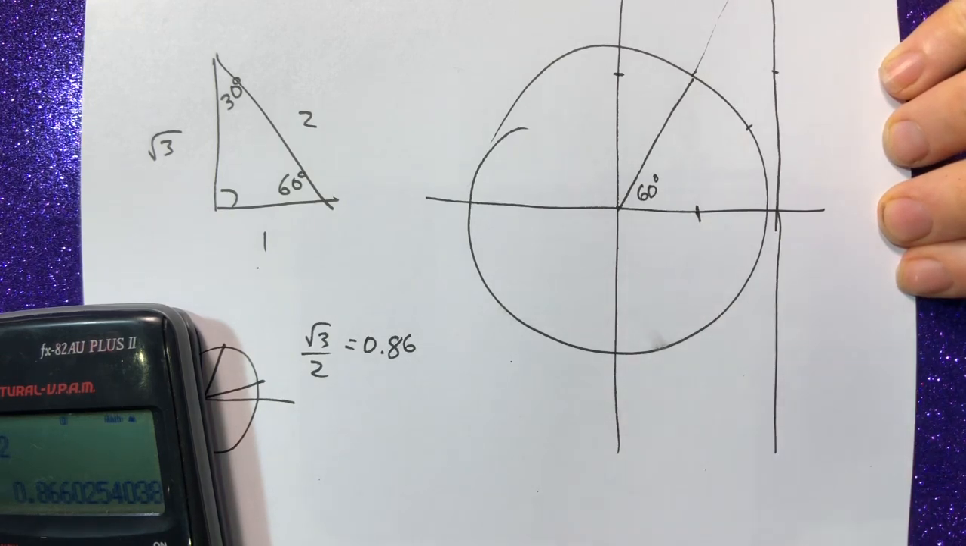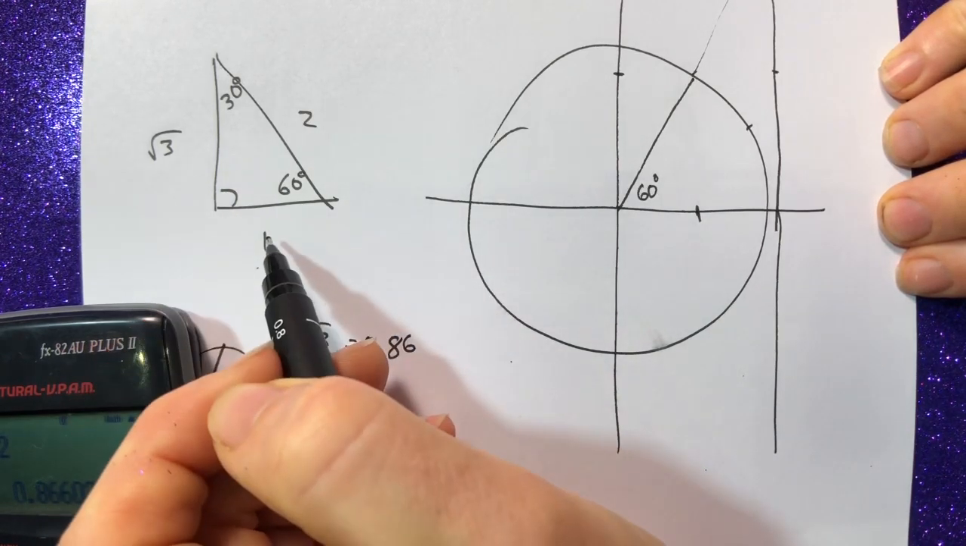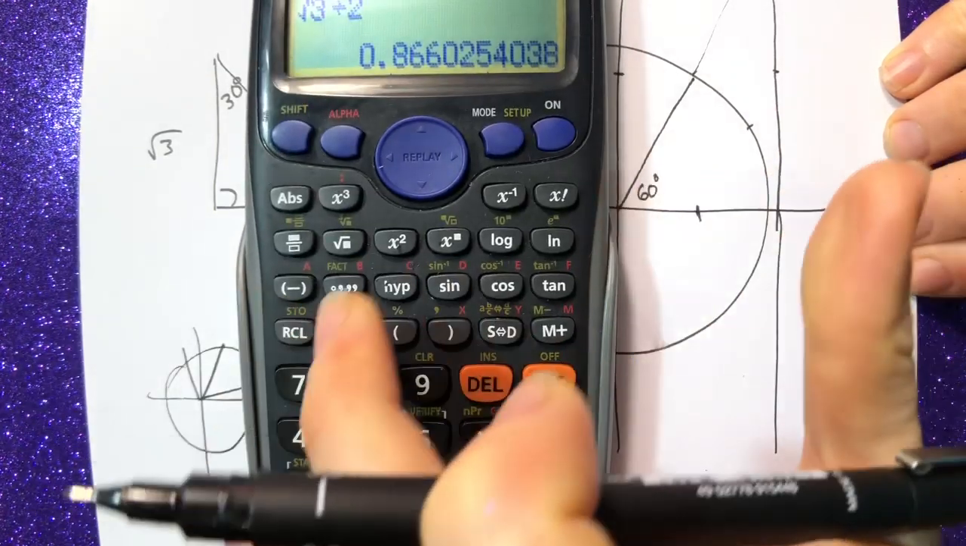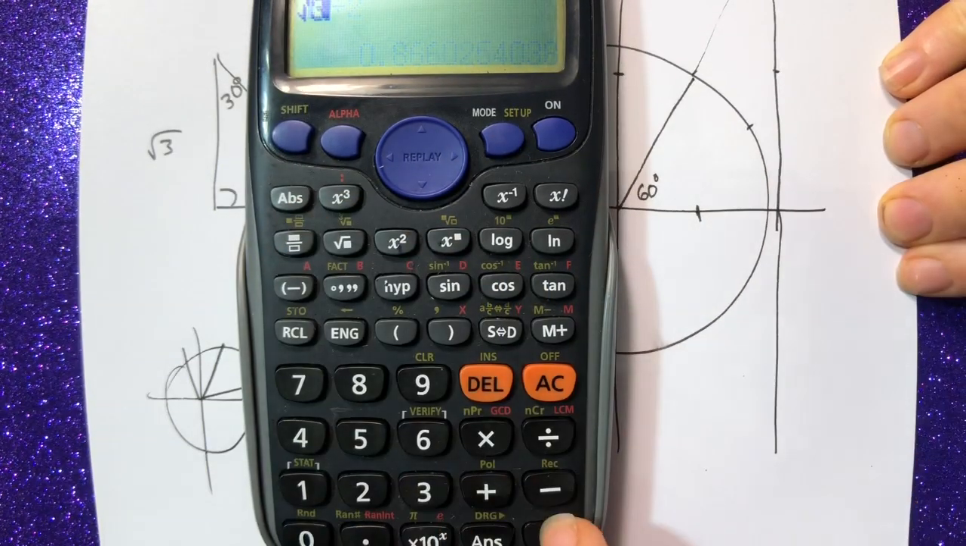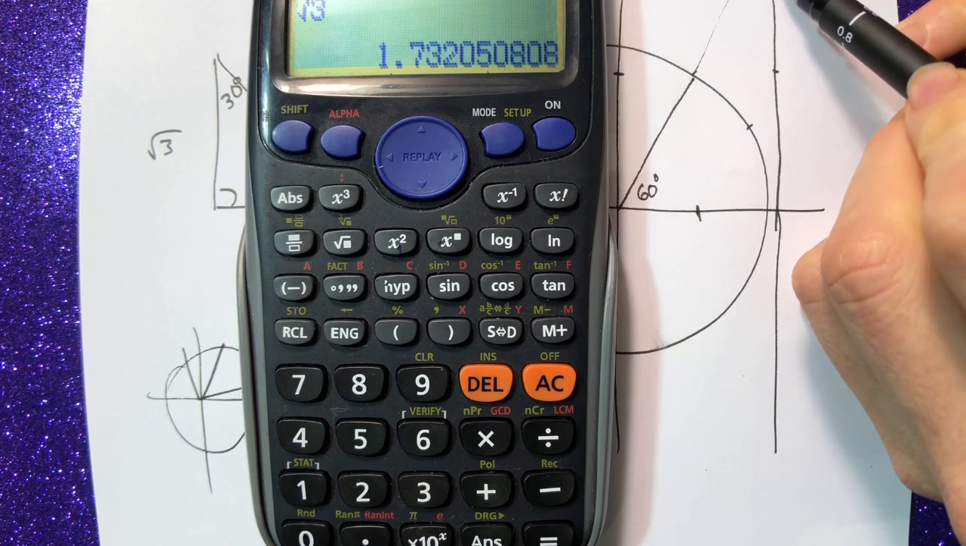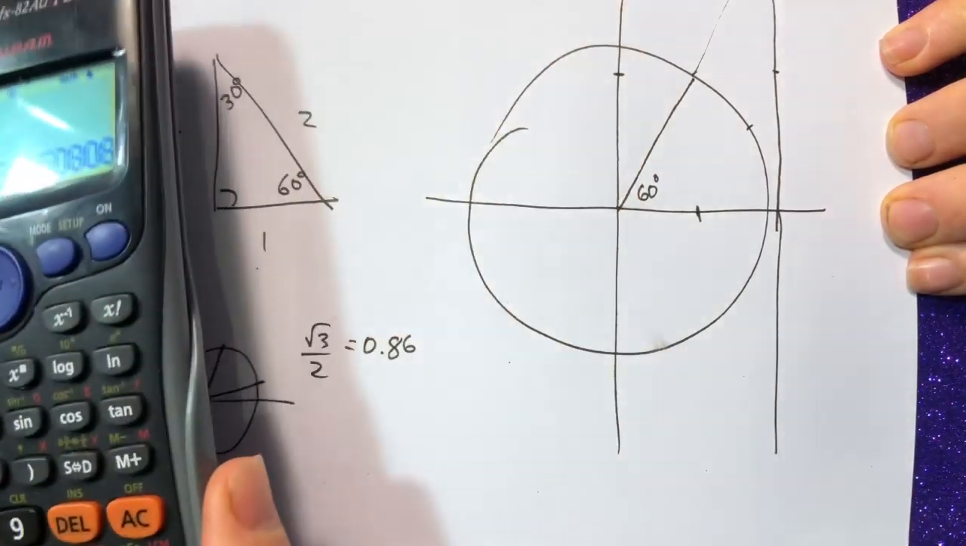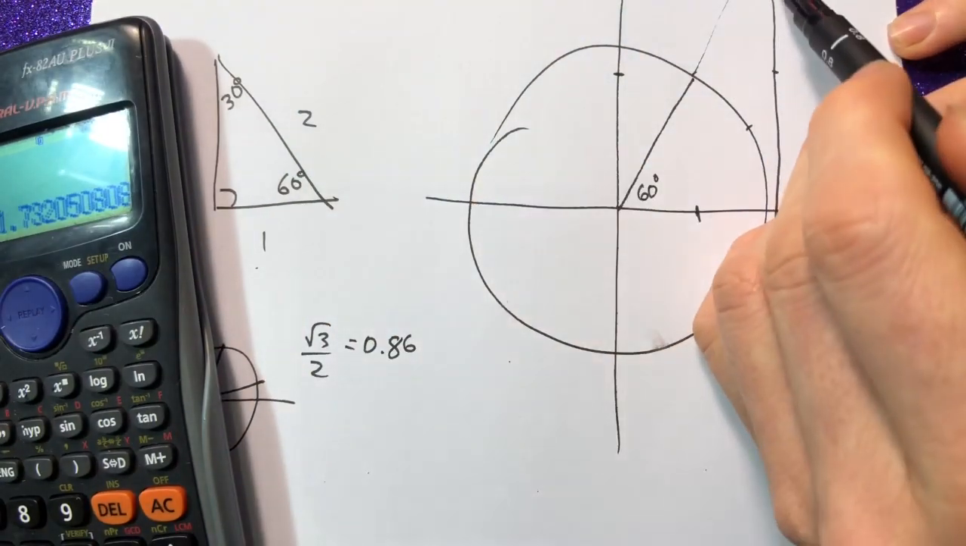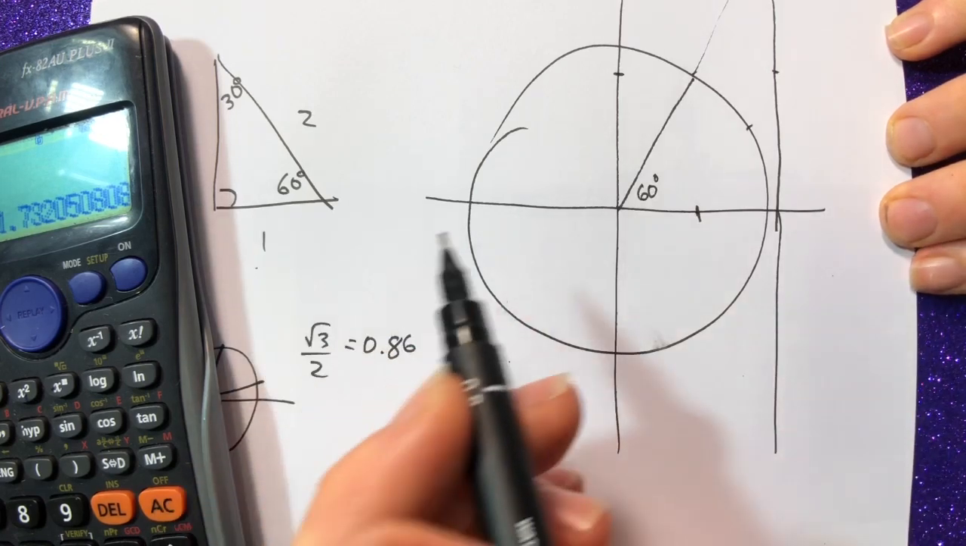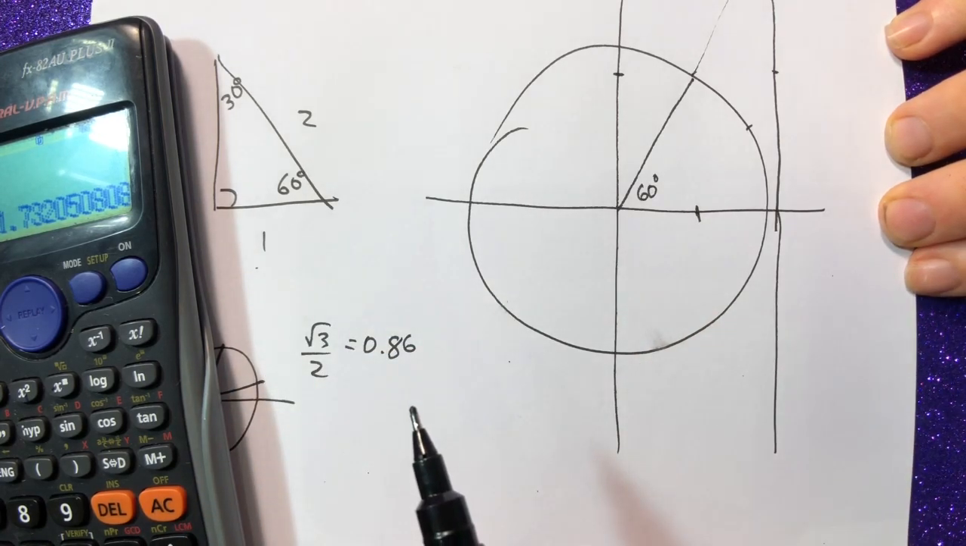All right, tan of 60 is root 3 on 1. Root 3 is 1.7. 1.7 was about where I think those two lines would meet at the height of this tangent. And so far it's working.